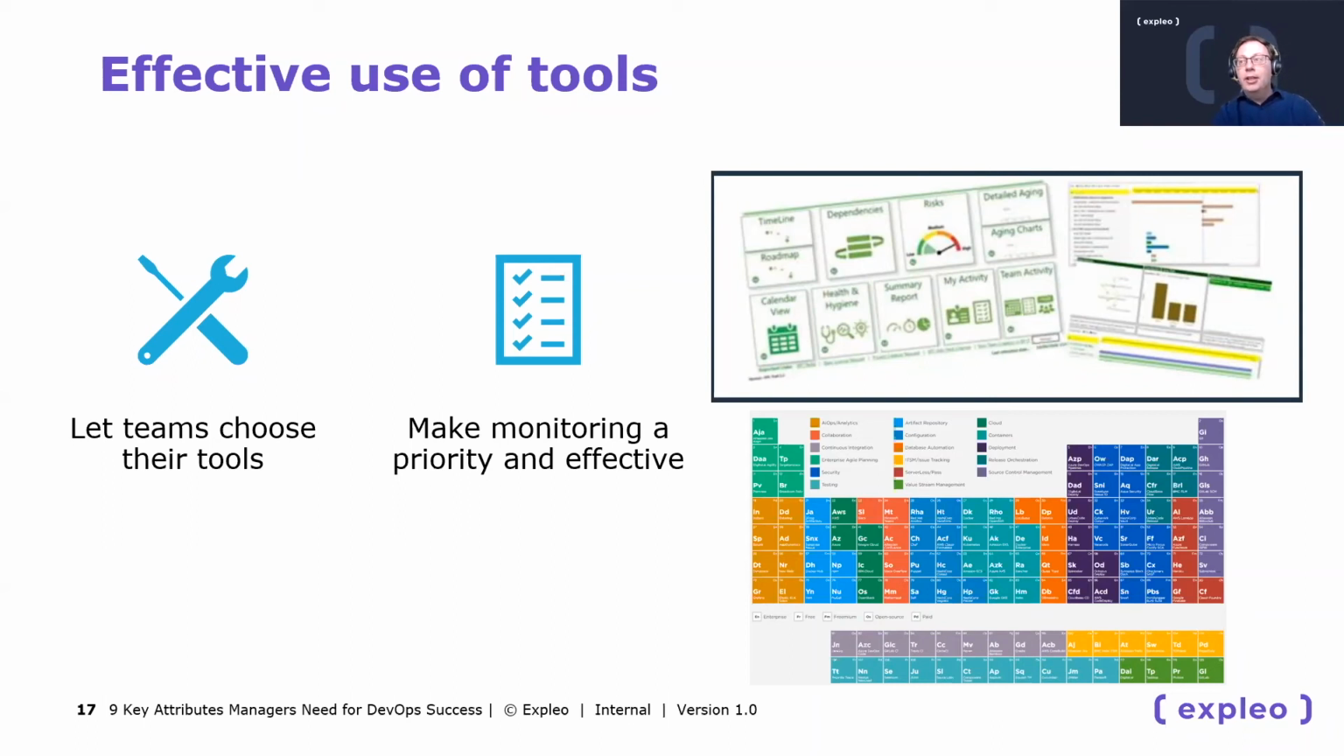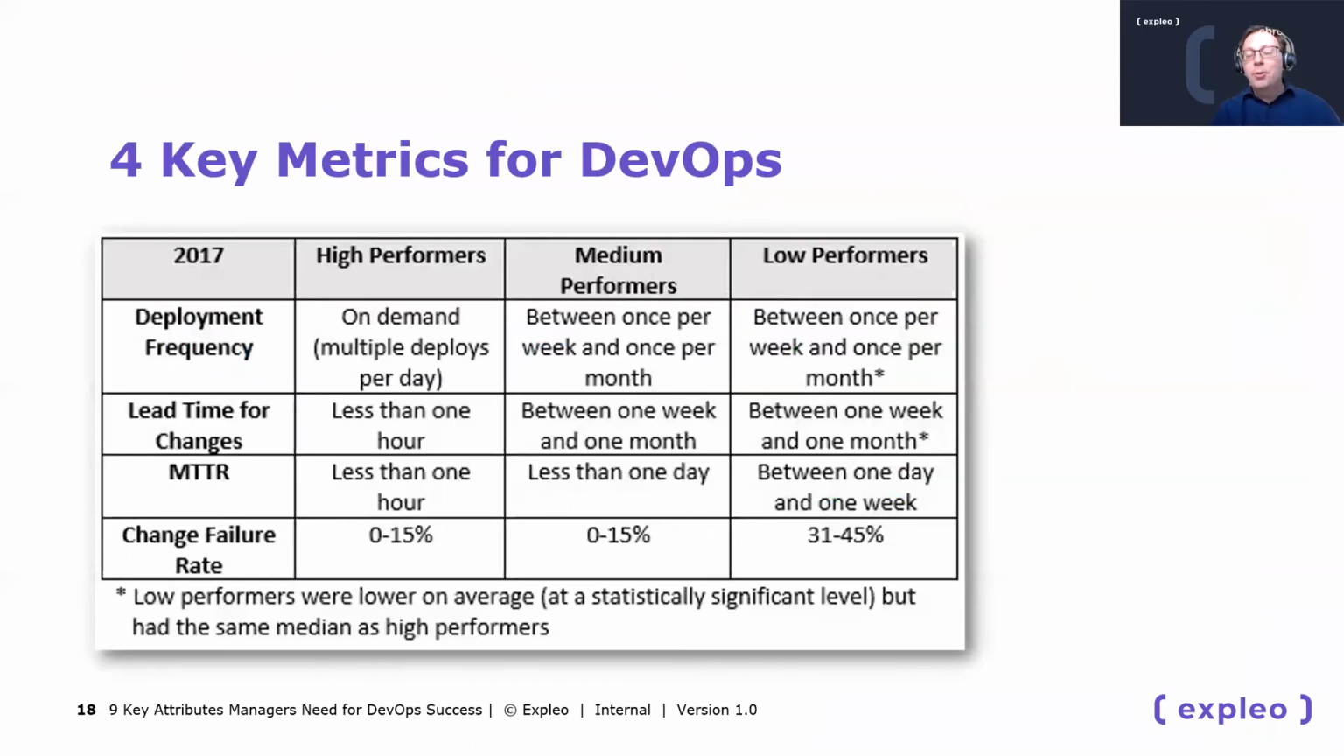The second image here is the periodic table of DevOps tools. And if you didn't know this exists, I'm going to tell you where you can find it. But it's an absolutely golden resource for anyone looking to see how best to use the amazing array of DevOps tools that exist on the market now. Before we get there, I'm just going to quickly cut to these four key metrics for DevOps.